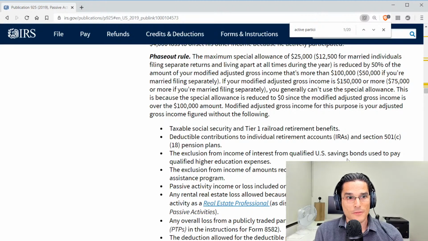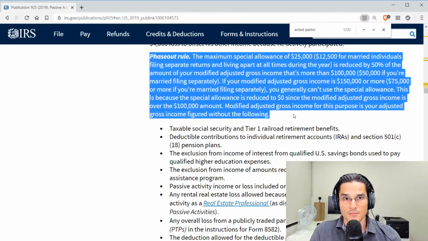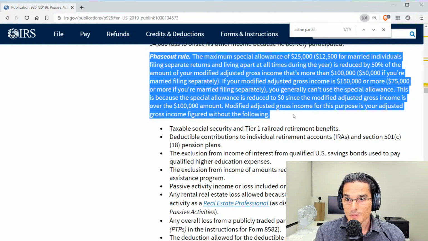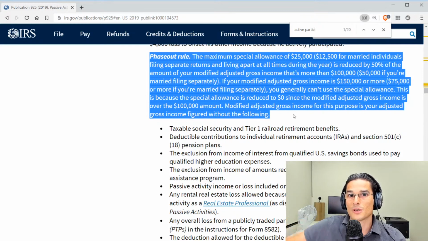Now, what if you don't meet this income criteria and you're way above the $150,000 AGI? What happens then? In that case, generally, you still have to defer or suspend the losses to a later date.